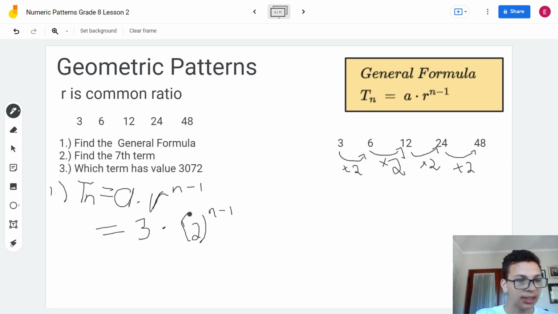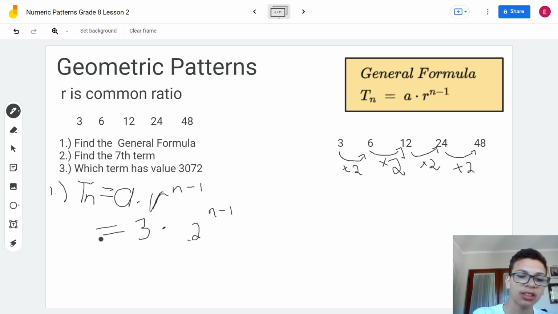You don't have to put the brackets in, but I just do it so that it's easy to see that it's only the 2, not the 3. That's to the power of n minus 1. Okay, and that will be our general formula. So we can check our answer.